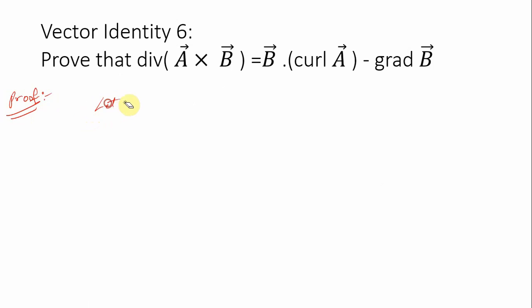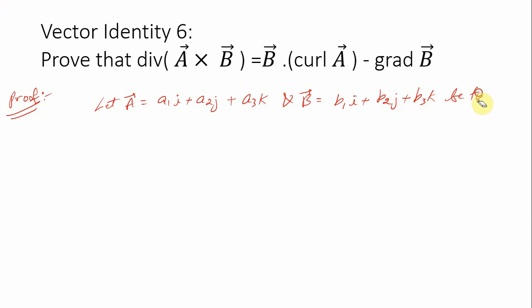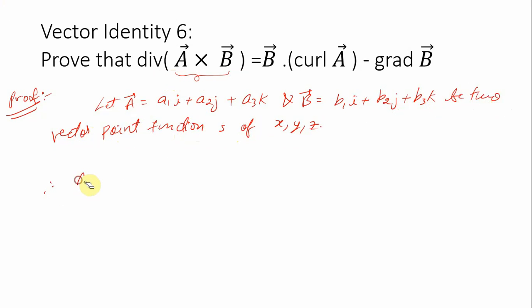Okay, now here we can see, students, there are two vector point functions. So let a bar is equal to a1i plus a2j plus a3k, and b bar is equal to b1i plus b2j plus b3k, vector point functions. Okay, so now you can see we have taken two vector point functions of x, y and z. So now we see, first always simplify this, then you put del. Okay, so let us first see how a bar cross b bar is there.